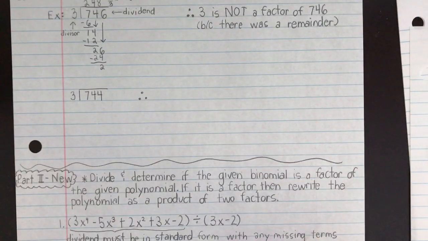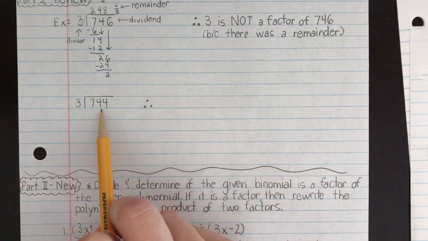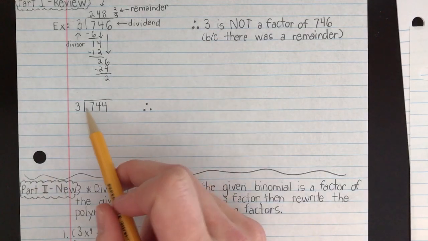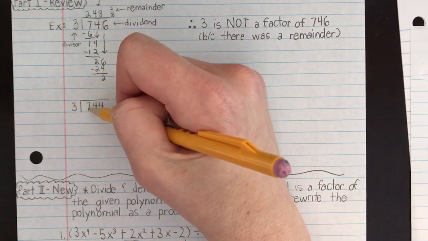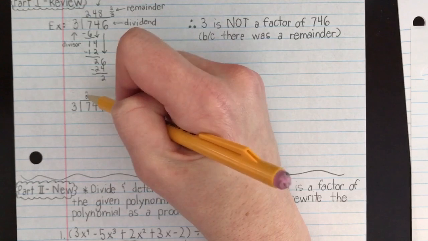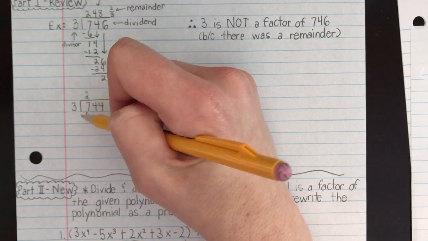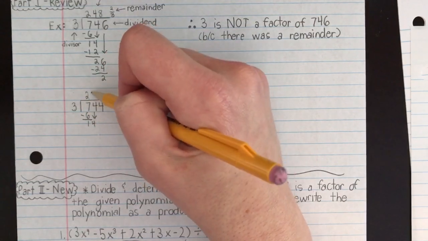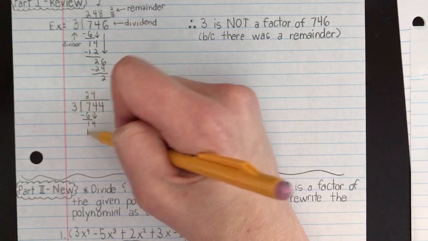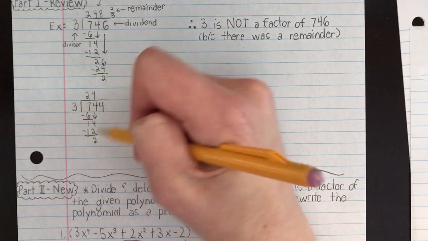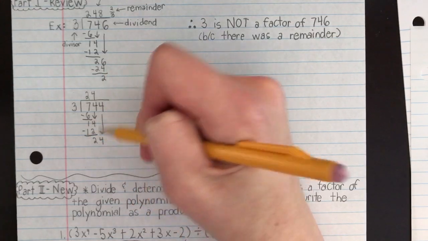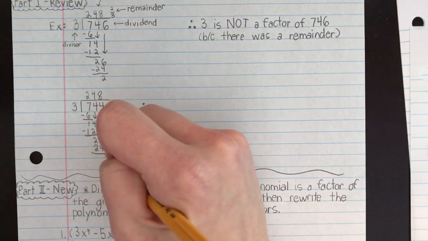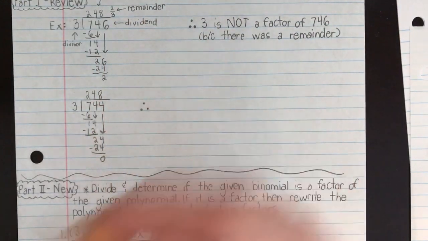But likewise, if I ask you to take 744 and divide it by 3, let's see what happens there. So 744 divided by 3. How many times does 3 go into 7? Twice. So 2 times 3 is 6. 7 minus 6 is 1. Drag down this 4. How many times does 3 go into 14? 4 times. 4 times 3 is 12. 14 minus 12 is 2. Then I have 24. How many times does 3 go into 24? Well, 8. 8 times 3 is 24, and 24 minus 24 is 0.